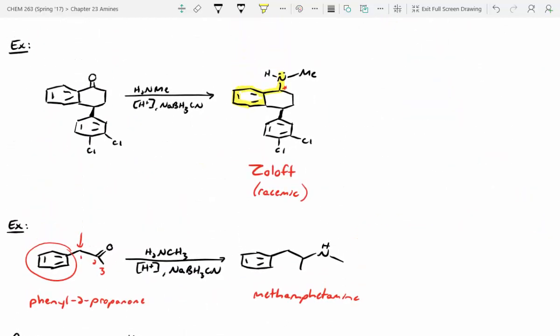So if we look at these top two, really what we're looking at is a C=O double bond right here that got converted to a C-N single bond, right? So if you see a C-N single bond, you could deduce that maybe that used to be a C=O double bond before the reductive amination, right?